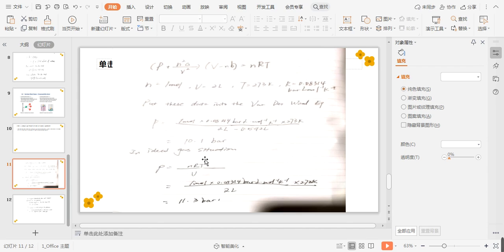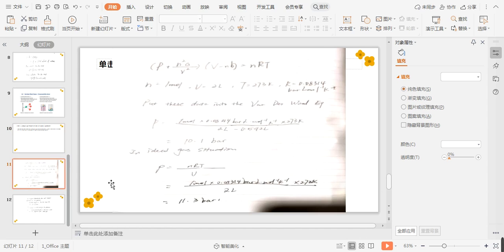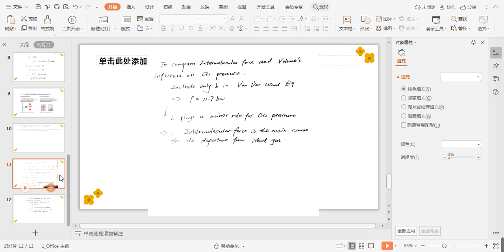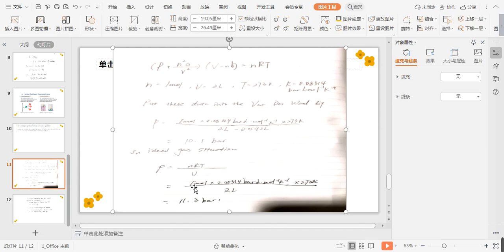And I want to find out more about this question. It means the result doesn't end here. I want to know which one, intermolecular force or the volume, plays a more important part in influencing the CO2. So I will treat this question in the ideal gas situation too. So we find that the ideal gas law states P is equal to 11.3 bar.